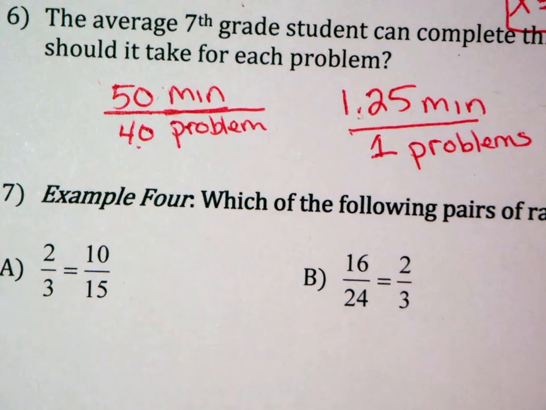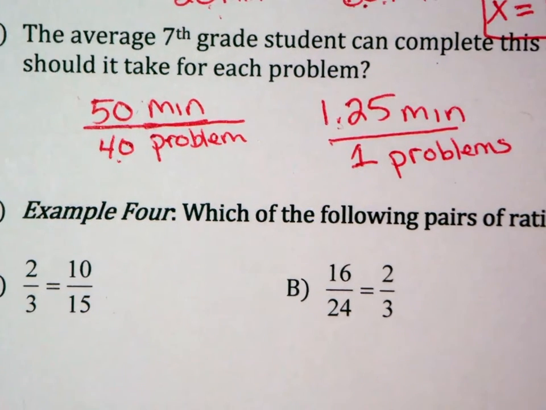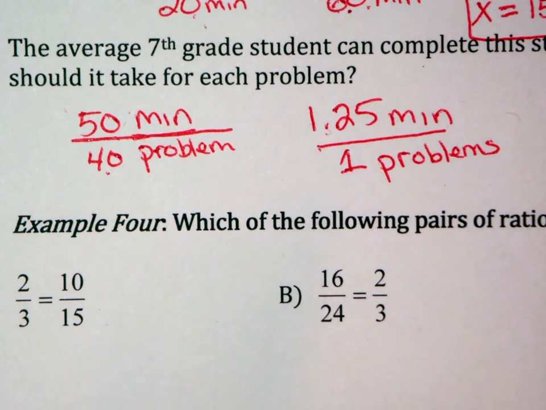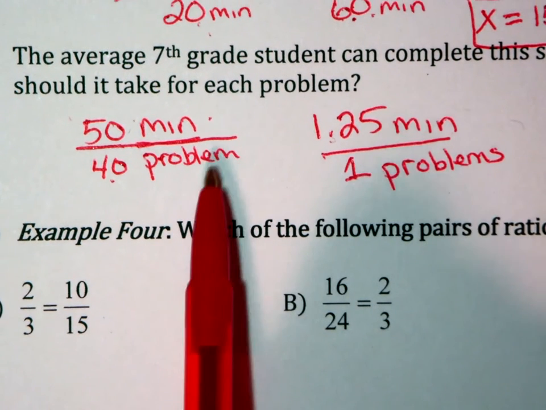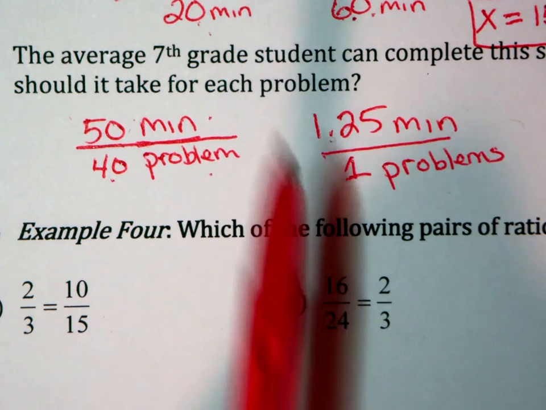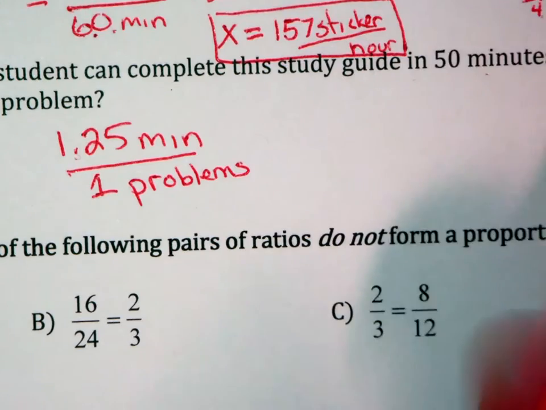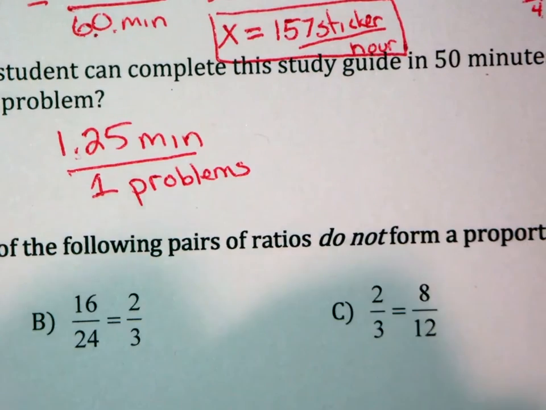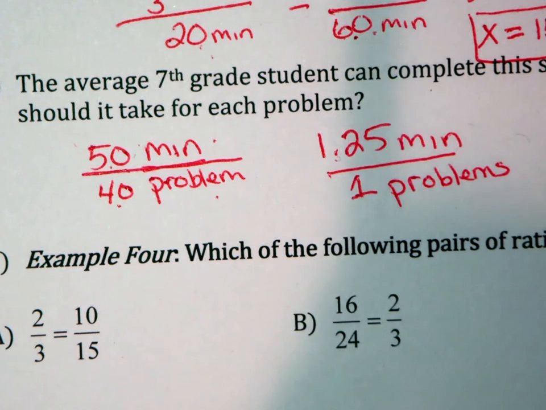Our problem tells us that the solution should be in terms of minutes for each problem. So I want to have my minutes over problems. Now I look back through the problem to find out how many minutes I'm given. The question here says 50 minutes, so that would go with my minutes unit, 50 minutes in my numerator. It then asks me for problem.